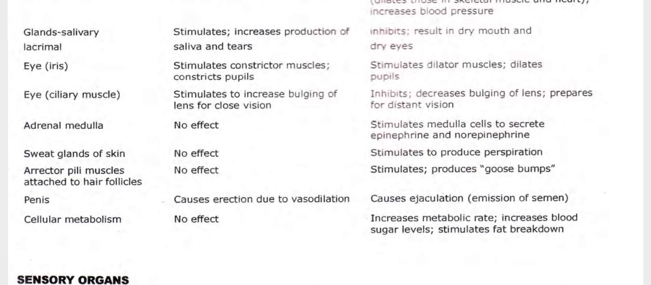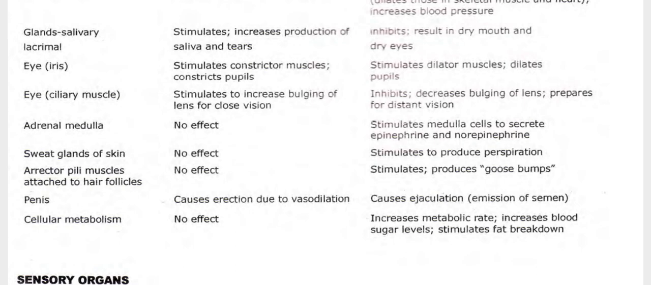Glands, salivary glands: stimulates, increases production of saliva and tears; inhibits, results in dry mouth and dry eyes. Iris region: stimulates constrictor muscles, constricts pupils; stimulates dilator muscles, dilates pupil. Eye, ciliary muscle: stimulates to increase bulging of lens for close vision. Inhibits, decreased bulging of lens, prepares for distant vision.